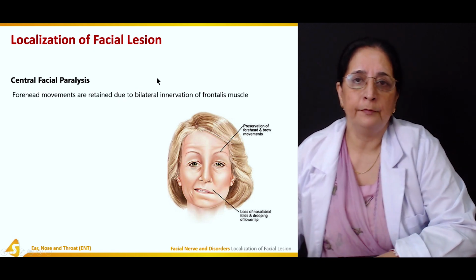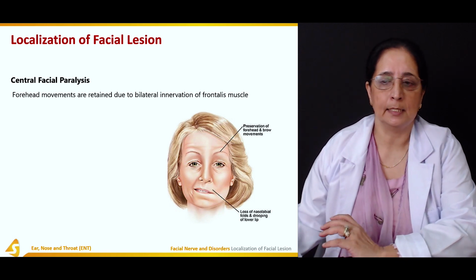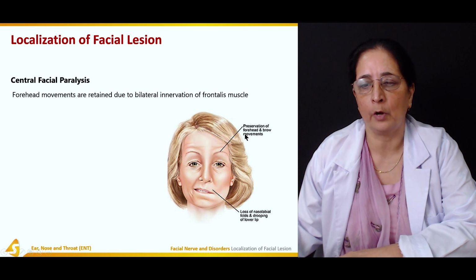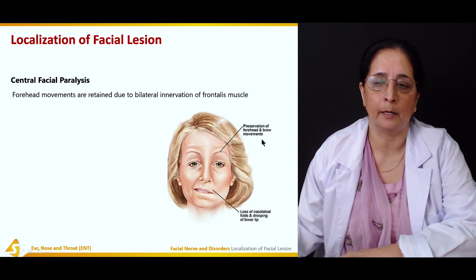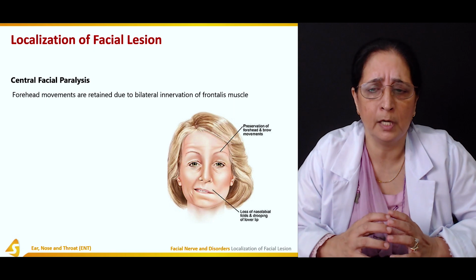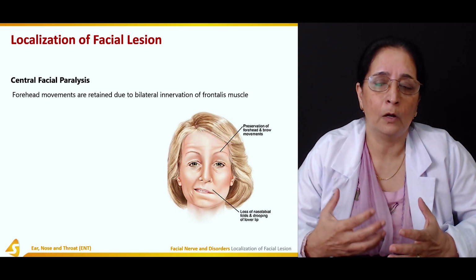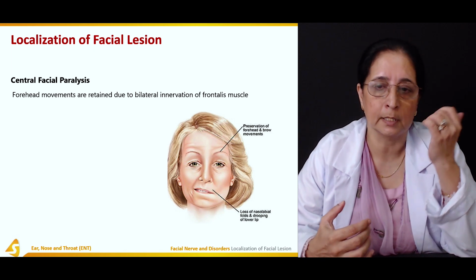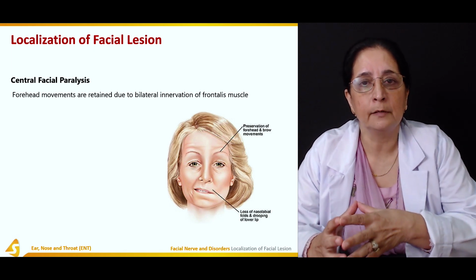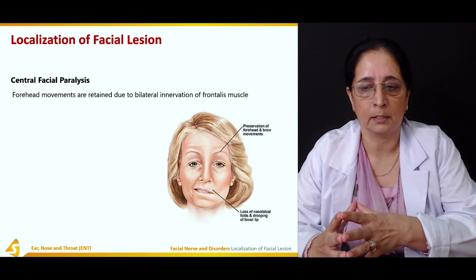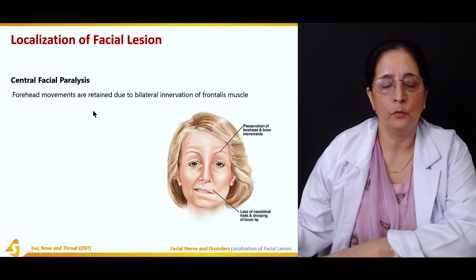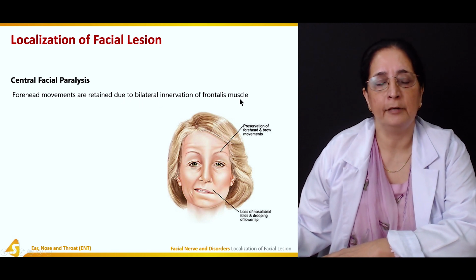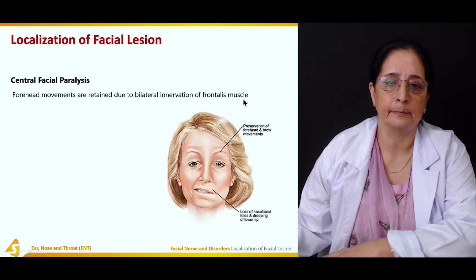Localization of facial lesion, central facial paralysis. If the central facial paralysis is present, the most important is the preservation of forehead and brow movements, like frowning of the forehead and movement of the eyebrows. They are preserved and not lost. So forehead movements are retained due to bilateral innervation of frontalis muscle.